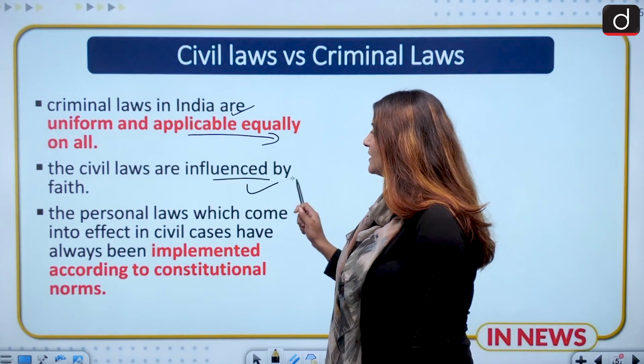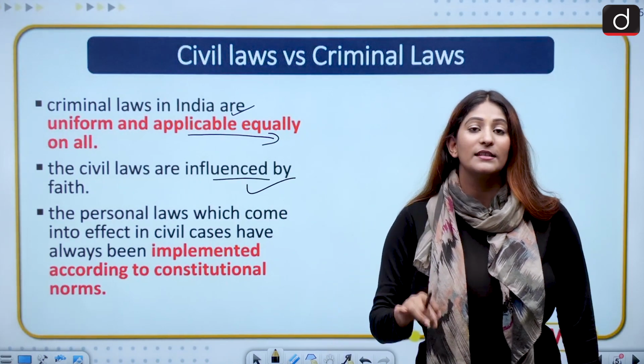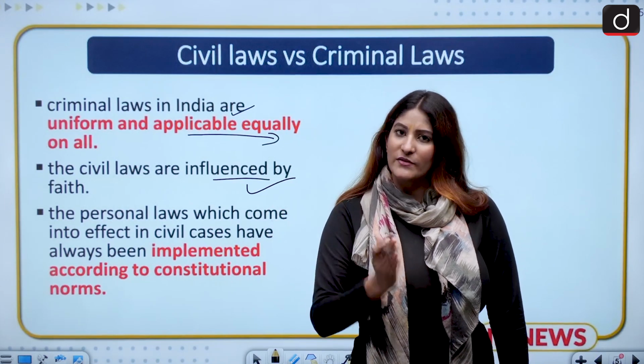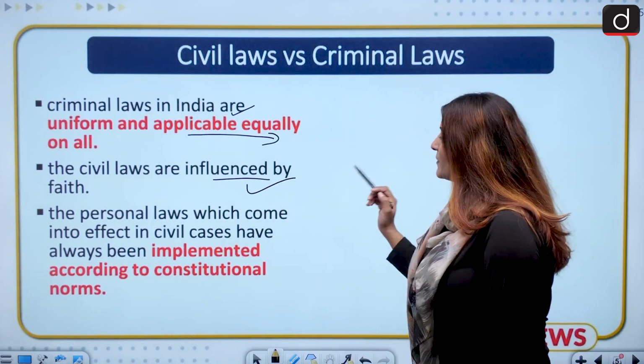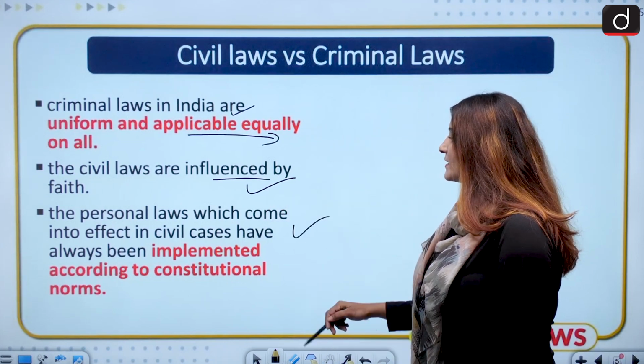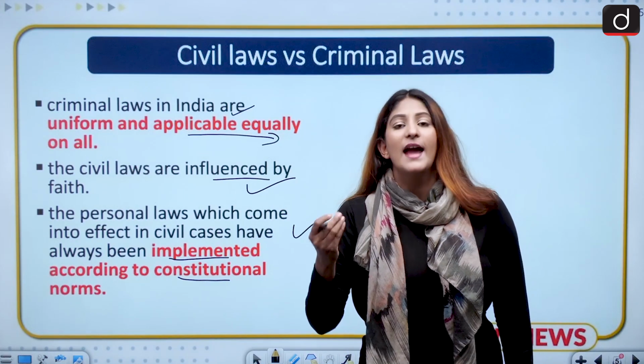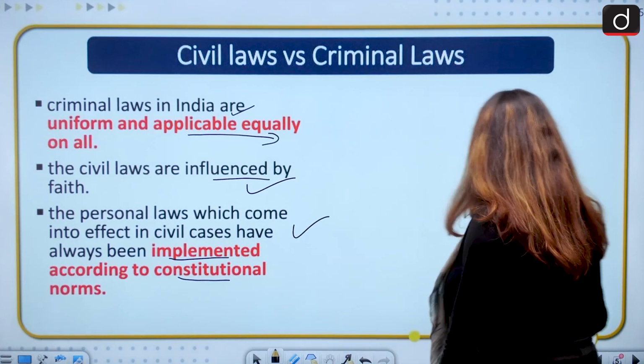Civil laws basically are influenced by faith and they have their origin in the ancient religious texts for Hinduism as well as for Islam. The personal laws which come into effect in civil cases have always been implemented according to the constitutional norms. The Constitution has been the law of the land, and that is the sole reason.